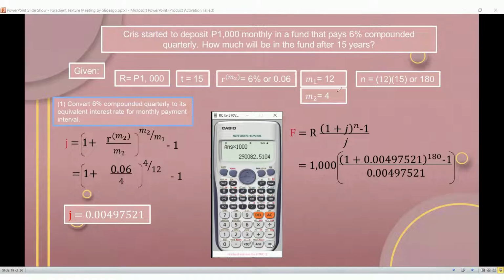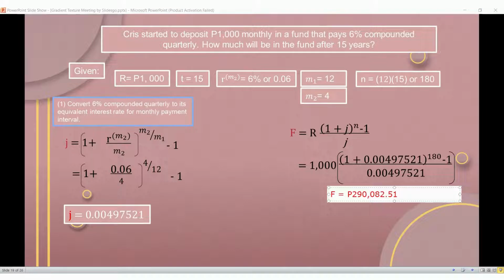So ito na yung F natin. So F natin ay equals to 290,082 pesos and 0.1 centavos. Yan, ito na yung ating F.